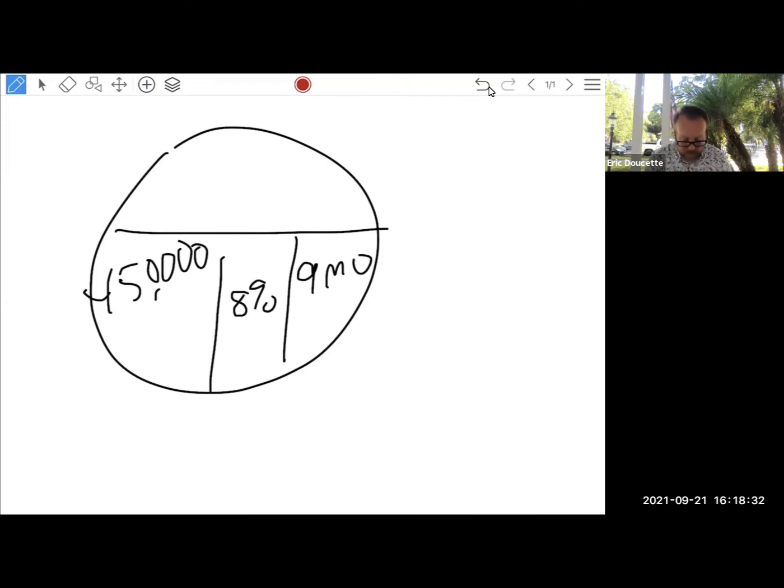So in this case, we're going to start again with the innermost circles. We're going to go to 0.08 times 9 divided by 12 equals 0.06.